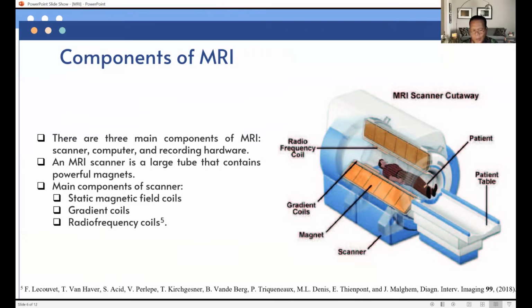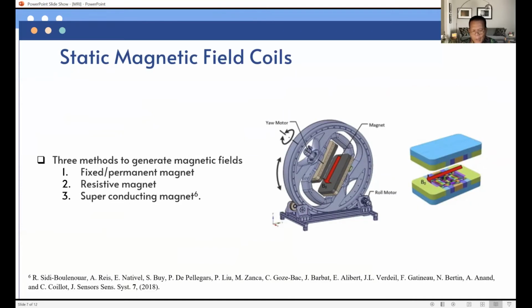There are several main components of a scanner: a static magnetic field coil, gradient coil, and radiofrequency coil. Static magnetic fields are constant fields which do not change in intensity or direction over time, in contrast to low and high frequency alternating fields. In clinical settings, MRI scanners routinely use static magnetic fields in the range of 200 to 3000 mT. These fields are generated by permanent magnets, by the flow of direct current through superconductors, and by a combination of the two.